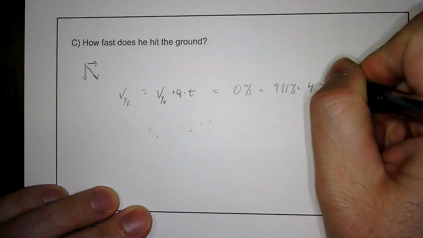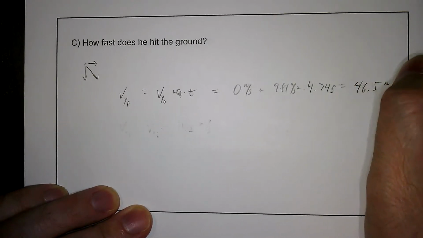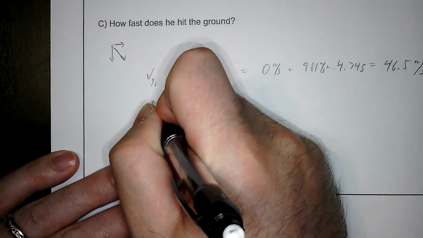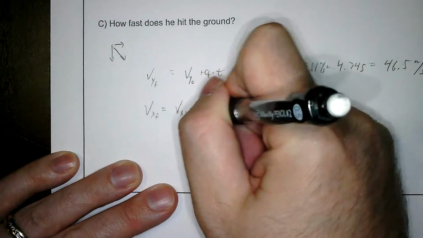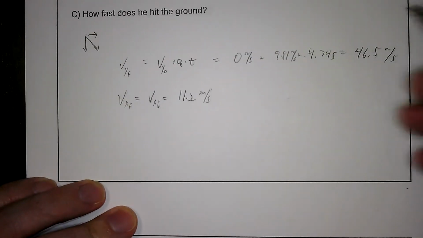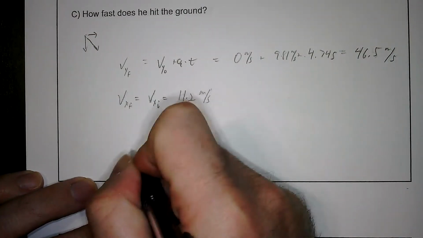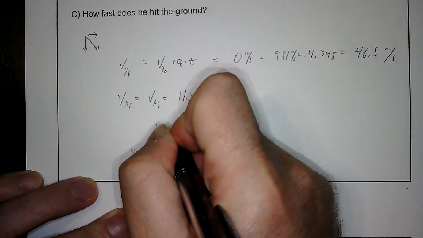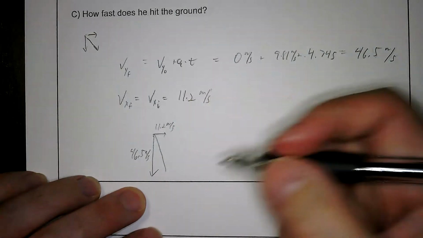Times 4.74 seconds, and that gives us 46.5 meters per second. Of course, the velocity in the x at the end is the same as the velocity in the x at the beginning, which we just solved for on the prior step. So that's 11.2 meters per second, and at this point we can do our triangle. So the y is 46.5 meters per second and the x is 11.2 meters per second. And so then from there, again, it's just Pythagorean.